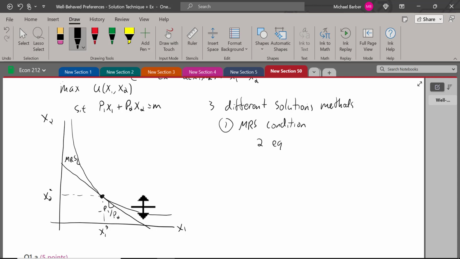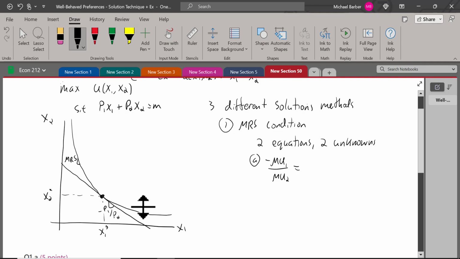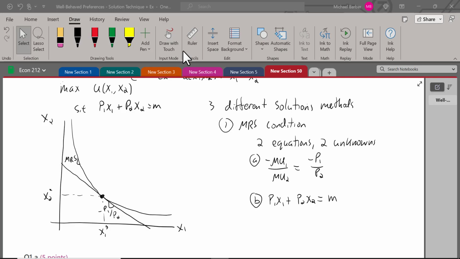So this is 2 equations, 2 unknowns. The first equation, maybe I'll call it A, is that the negative of the ratio of marginal utilities, which is the MRS, the slope of this indifference curve, is equal to the slope of the budget constraint. So that's saying we're at the point where these 2 lines are tangent. And the second one is our budget constraint, p1x1 plus p2x2 equals m. So here are 2 equations, and we have 2 unknowns, x1 star and x2 star, and we can solve for that.